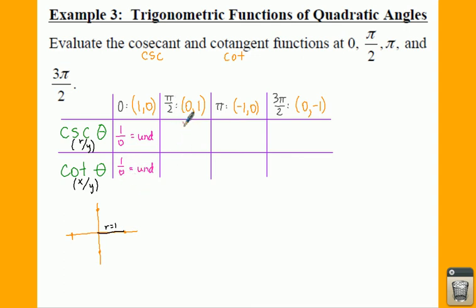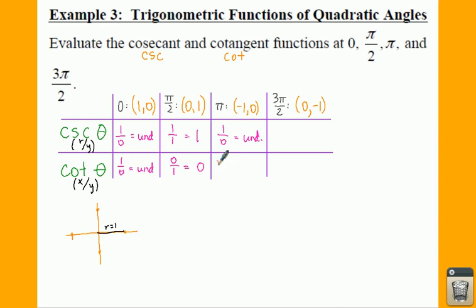At pi over 2, you're going to have your r over your y for your cosecant, so you have 1 over 1, which is just a value of 1. For your cotangent, you're taking your x over your y, so you're going to take 0 over 1. If 0 is on top, that means you get 0. At pi, your cosecant's r over y, so you're going to say 1 over 0, which once again gives us an undefined value.